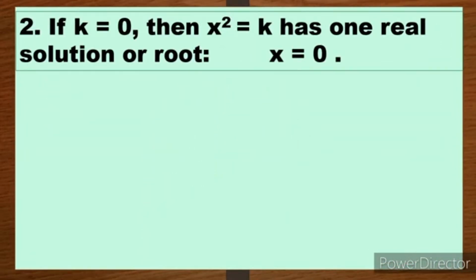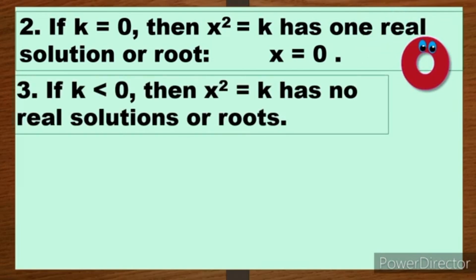If k is equal to 0, then x squared equals k has one real solution or root. Okay, so isa lang yung magiging roots or solution kapag ang k is 0, and that is x equal to 0. 0 lang ang magiging solution. Okay, next, number 3. If k is less than 0, then x squared equals k has no real solutions or roots. So, walang solution or roots.